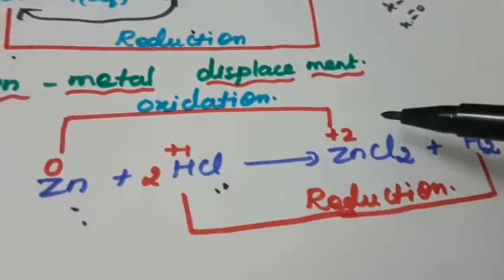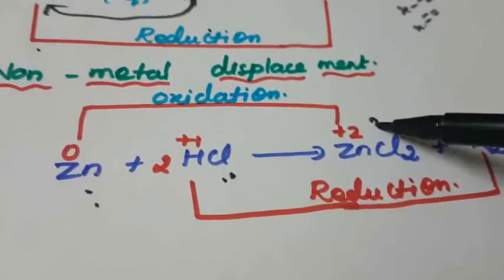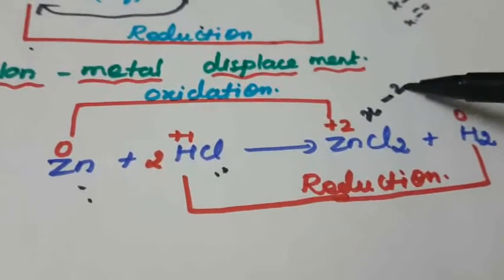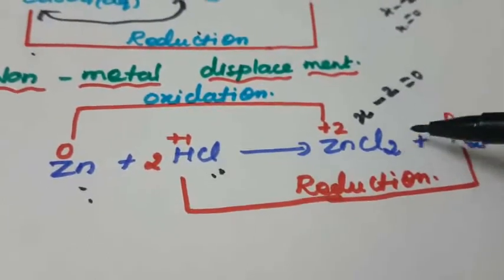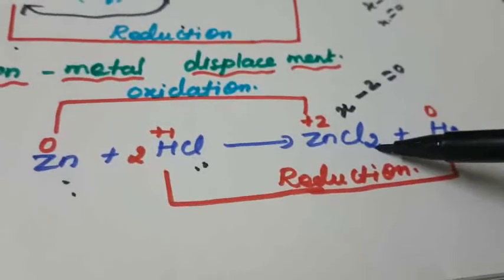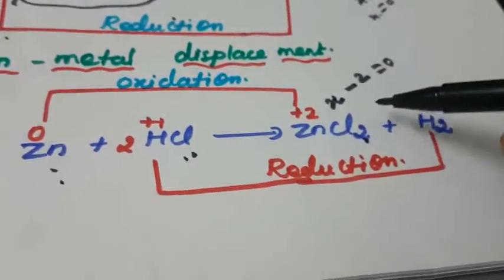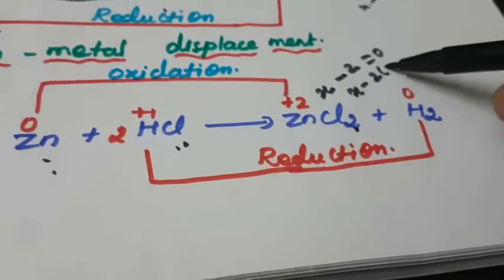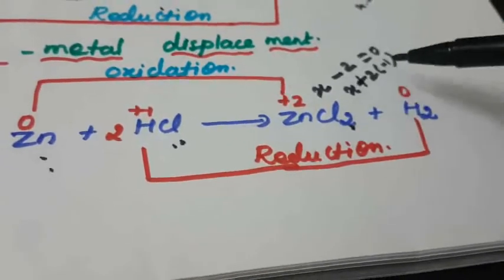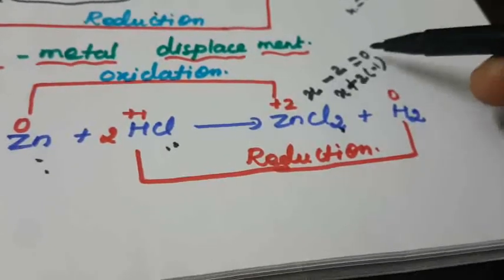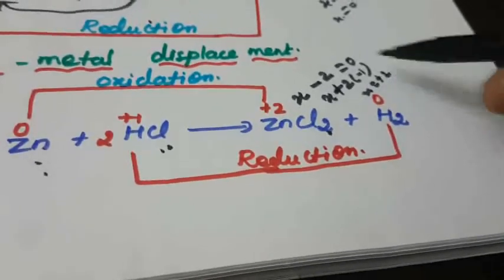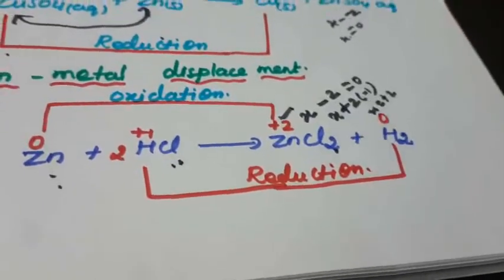Zinc is assumed to be X. Chlorine is minus 1, and two chlorine atoms are there. So that is 2 into minus 1. So how to write? X plus 2 into minus 1, right? X minus 2 equal to 0. X is equal to plus 2. So that is the reason I am writing here, that is plus 2, right?